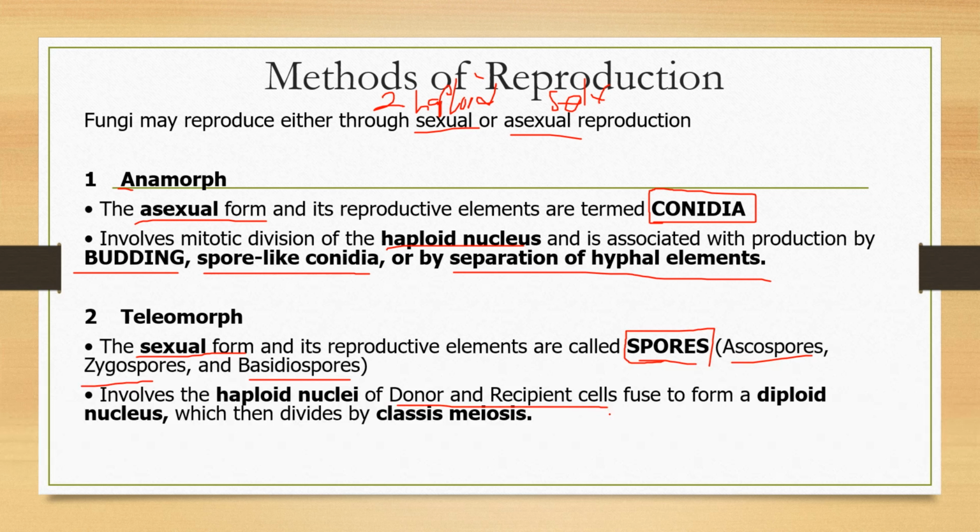It would involve the haploid nuclei of donor and recipient cells. So, in sexual form, as I mentioned, it would require two cells, a sperm and an egg in mammals, in this case, two haploid nuclei, and they would fuse to form a diploid, which then divides by classic meiosis.